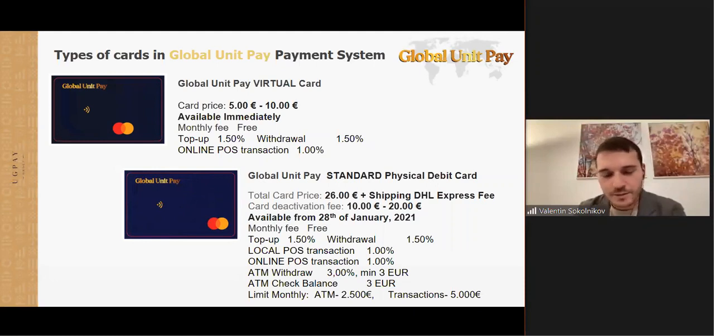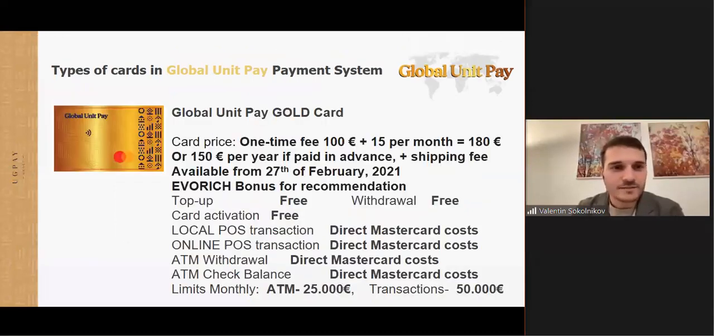And there are some monthly limits: in the ATM, €2,500, and there is €5,000 on the overall transactions. This is just a simple physical card. Let's move on to the next slide. And here you can see quite beautiful cards, gold cards. They haven't yet switched on.